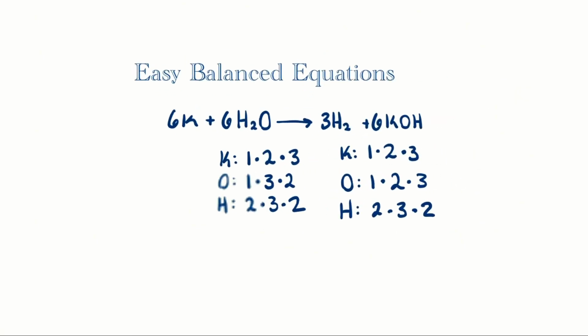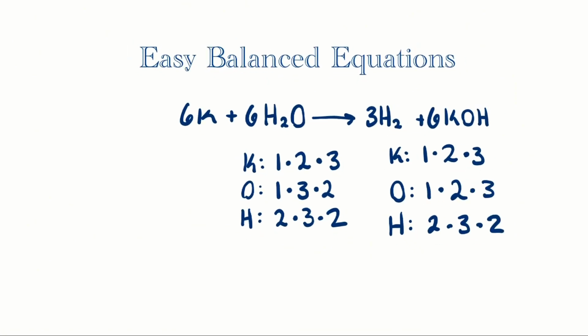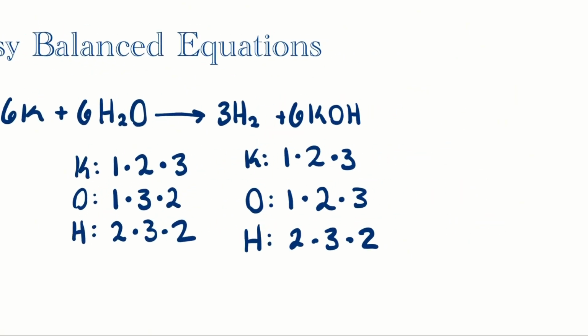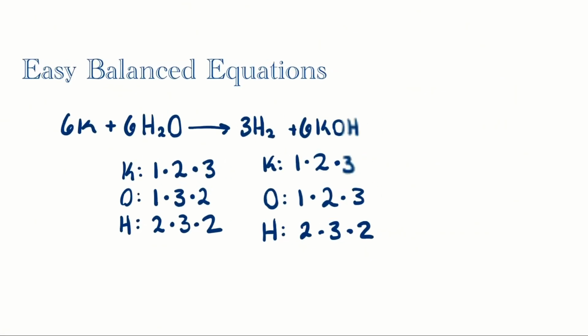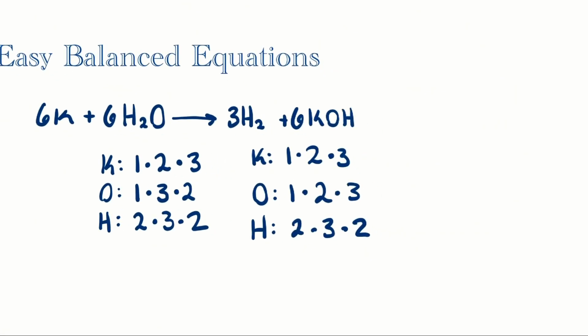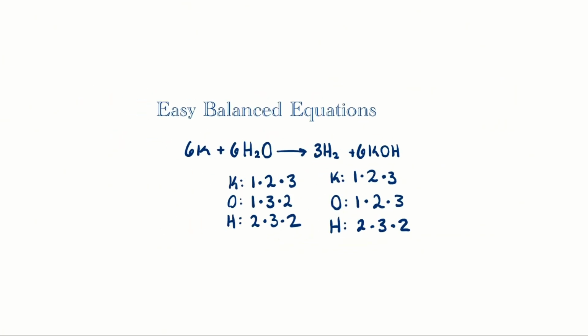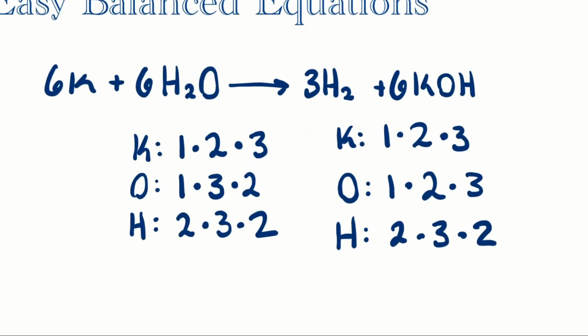Okay. So let's go ahead and do a count on both sides real quick. So we should see 6 here. We see 6 here on the reactant side. For oxygen, we should see 6, and we see 6. For hydrogen, we should see 12, and we see 12. Okay, so that's matching up well. Now let's take a look over here. So for potassium, I have 6, so that's good. For oxygen, I should see 6, I do. And then for hydrogen, I have 6 here and 6 here, which gives me 12. So this is now a balanced chemical equation.